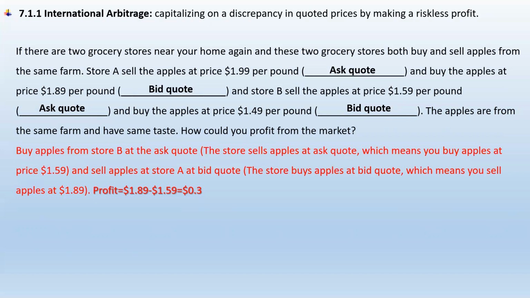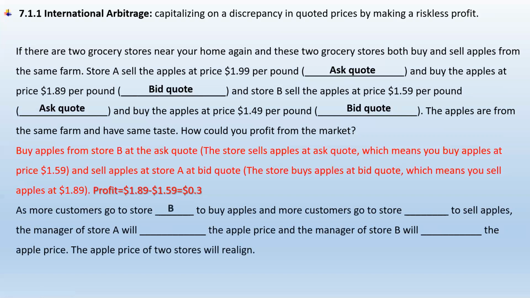And the profit of each pound of Apple will be the bid quote minus the ask quote of store B, equals $2.3 per pound. So more customers go to store B to buy Apple, and more customers go to store A to sell Apple. The manager of store A will find that they have more and more Apple inventory, and they have to deal with it. They have to reduce the Apple price, and manager B will increase the Apple price.